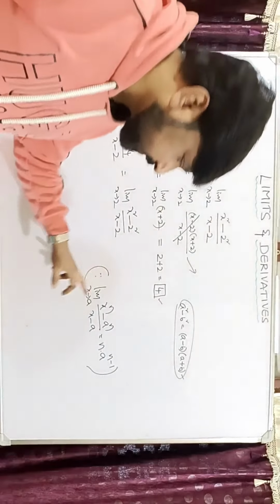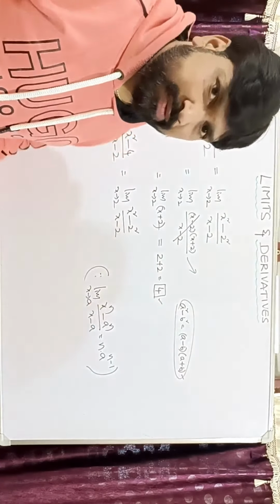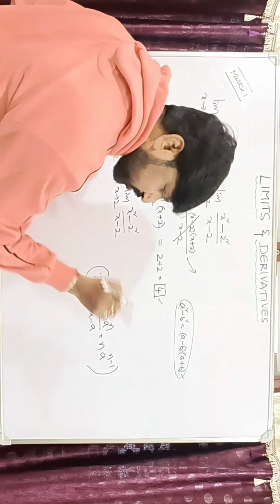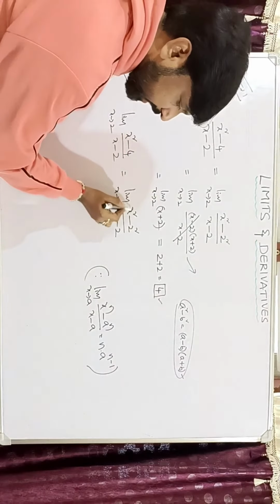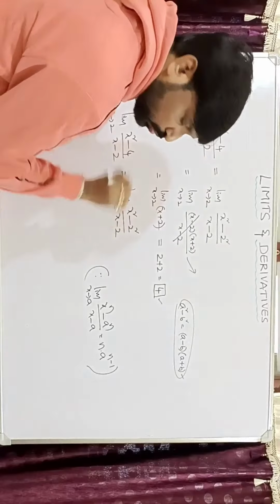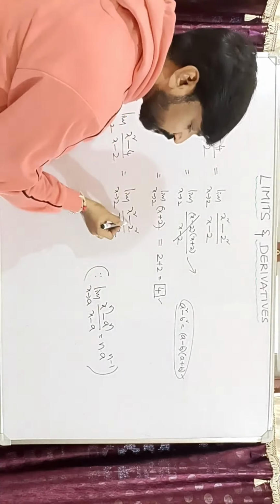Limit x tends to a, (x power n minus a power n) by (x minus a) equals n into a power n minus 1 is the formula. So now, look carefully. x is matching, a is matching, and both are the same, minus, of course minus.